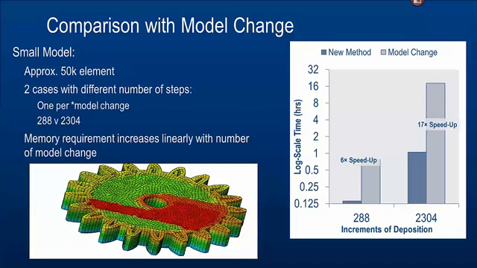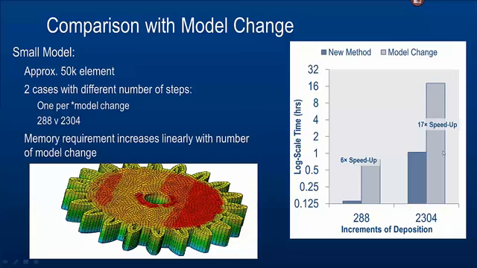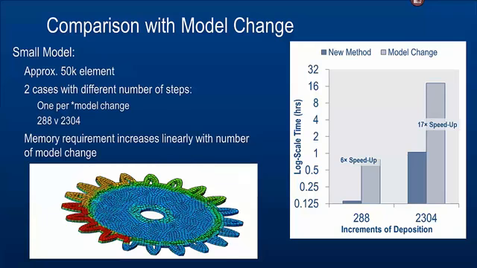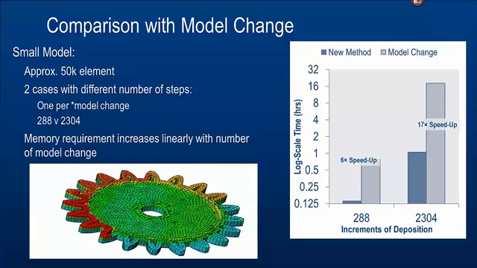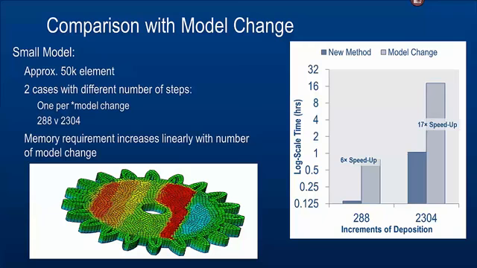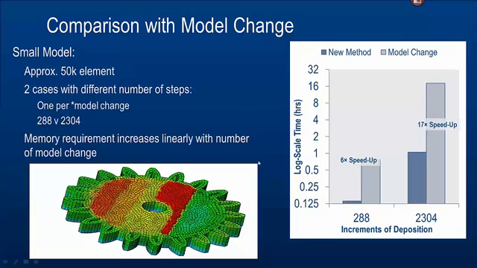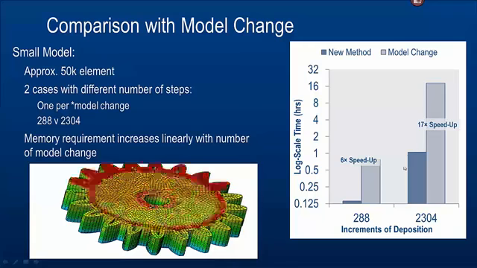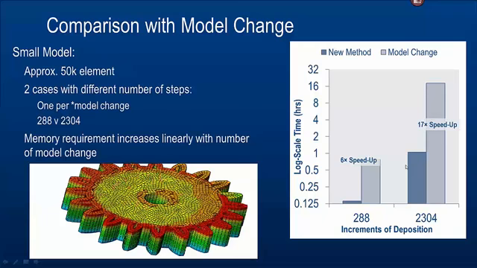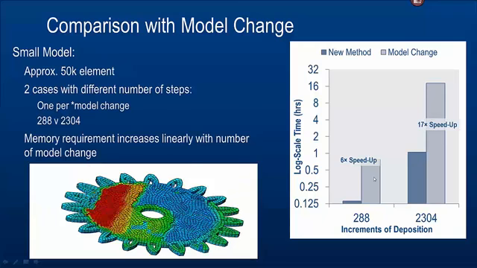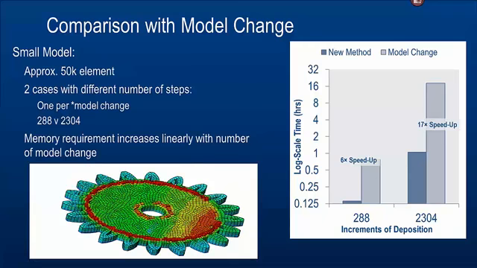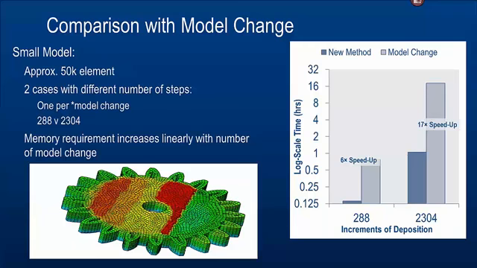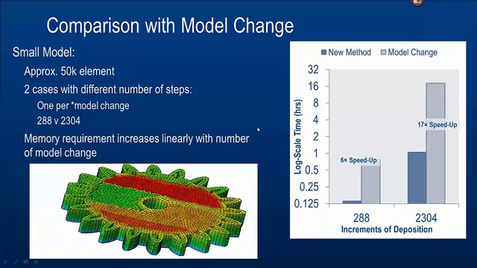As the chart on the right shows, you can see that there's a considerable speed up using the new method, and the speed up increases with the number of steps. With 2,304 steps, the new material activation gives about 17 times speed up as compared to the model change method. This is because memory requirements for model change increase linearly with more steps, whereas for the new method, we just use a single step definition in Abaqus when simulating the process.